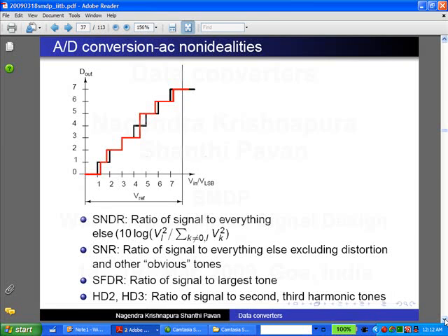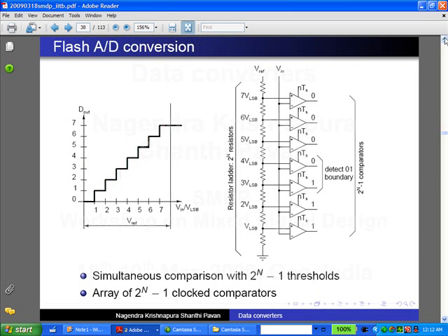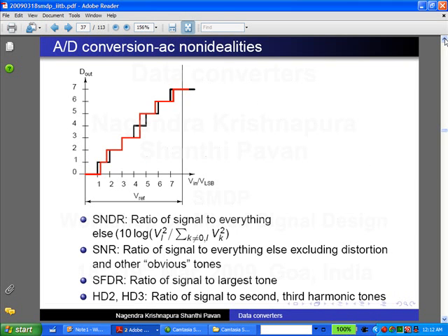So any questions so far? These are the basic definitions of the A to D converters. The main non-idealities that you need to keep in mind are DNL and INL, and there is some related stuff with offset and gain which we will deal with later. Okay. Any questions?